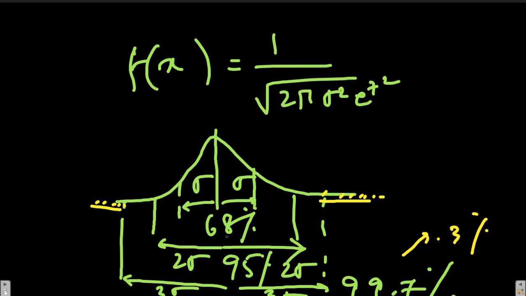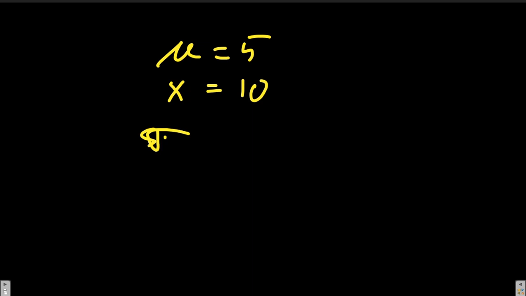So let us do one problem. Let's say you have your mu equal to 5, you have x for a given value, let's say 10, and you have SD or sigma equal to 2.5.